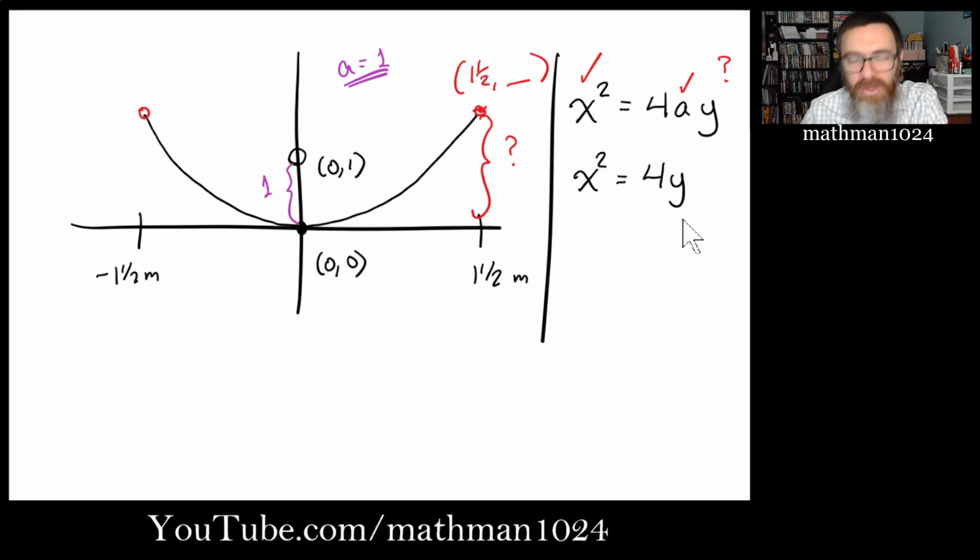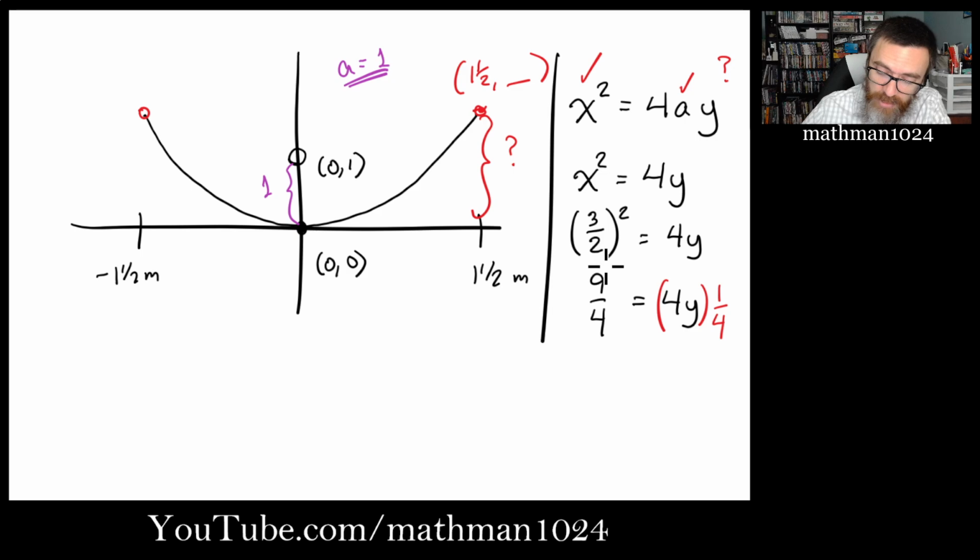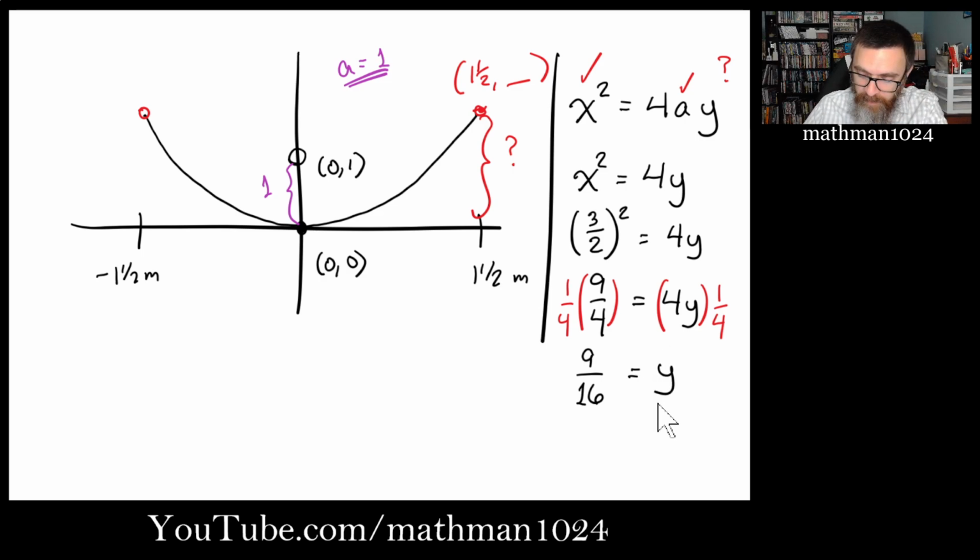Now, again, I don't want to look at a mixed number because it's going to be messy when I try to square it. Instead, let's look at it as the improper fraction 3/2. So 3/2 squared is 9/4. That equals 4y. And let's get rid of this coefficient by multiplying times its reciprocal. So multiply times 1 over 4. So 9/16 is equal to y. So that tells me that the depth of this satellite dish is 9/16 of a meter.